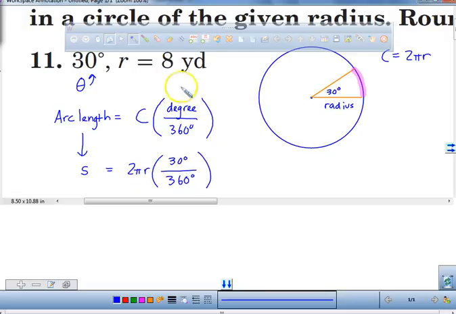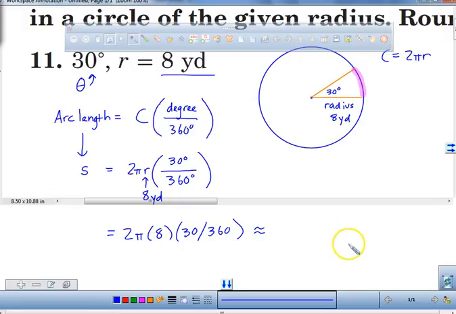Now we also have the radius. What does it say the radius is? 8 yards. We put 8 yards right there. And now I'm going to take the 8 yards and plug it right in. So this is what it would look like. 2 times pi times 8. I'm not going to write yards. So that's 8 yards, multiplied by 30 divided by 360. That's how I'm going to write it in the calculator. I'm going to plug all that in the calculator and press enter.